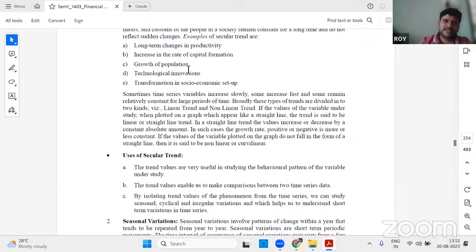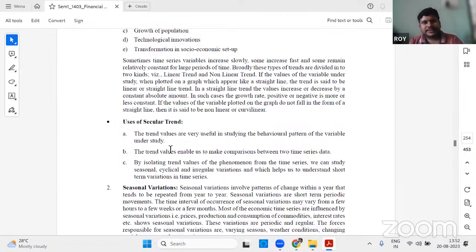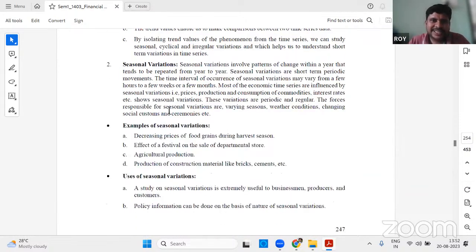Technological innovations, it will be increased. Transformation in socio-economic setup, it will be increased. Use of secular trend: the trend values are very useful in studying the behavioral pattern of the variable under study. Right. Next one, seasonal variation.